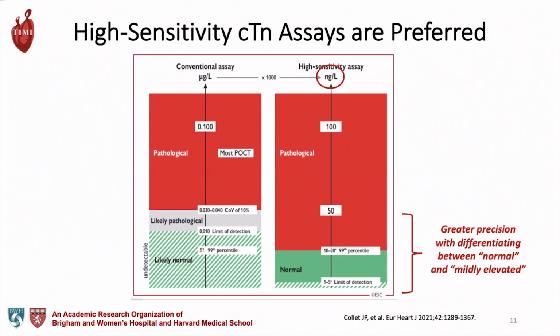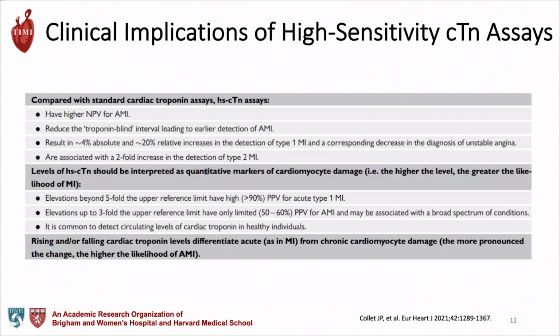But the other important difference is the performance of these different assays at lower cardiac troponin concentrations. With conventional assays, the precision when the estimates of cardiac troponin elevations are 0.01, 0.02, 0.03, 0.04 is much less good than it is for high sensitivity troponin assays. Whereas the high sensitivity troponin assays have greater precision for differentiating between normal and mildly elevated cardiac troponin levels.